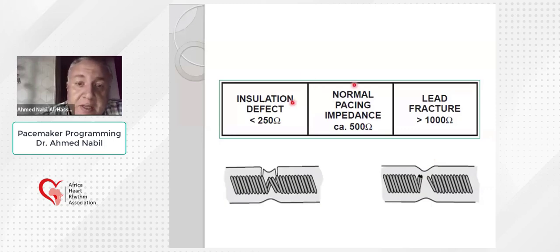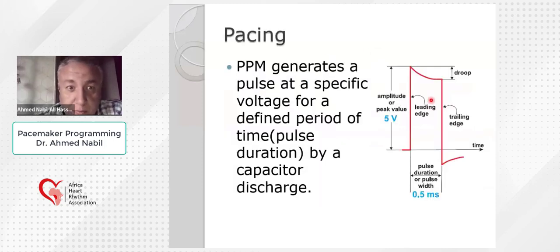So lead impedance is a very important measure to detect any abnormality, whether there is an insulation defect or a lead fracture. So we will move to the functions of the pacemaker. And we know that the functions of the pacemaker are either pacing or sensing. So we will detect the function of the pacing and detect the function of the sensing. And of course, any pacemaker is required to do both effectively with no problems.